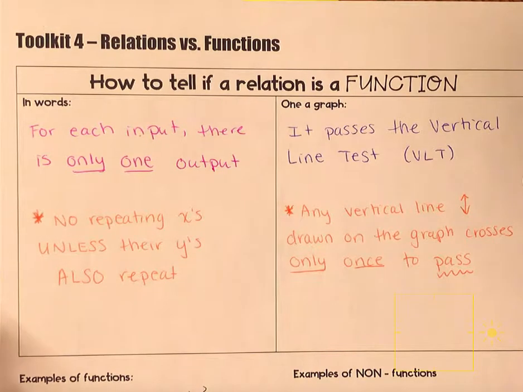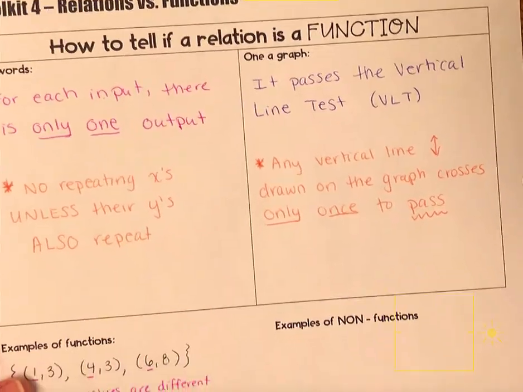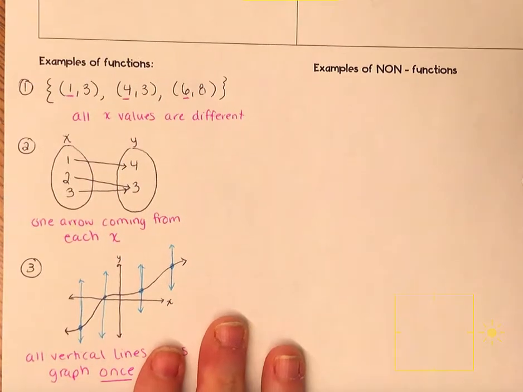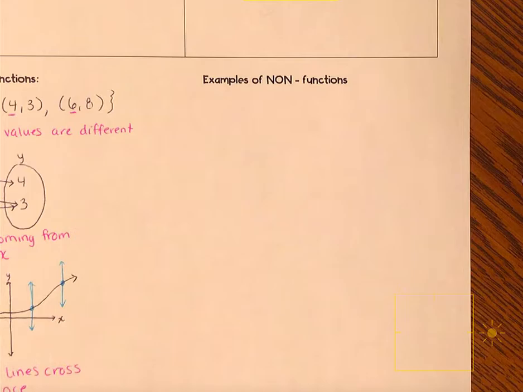This video is on relations versus functions. We know how to tell if a relation is a function in words and on a graph. So we're going to look at some examples of non-functions. Previous video showed examples of functions. So let's look at some examples of non-functions.